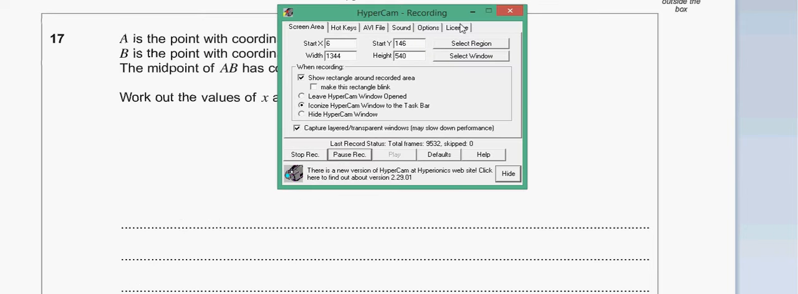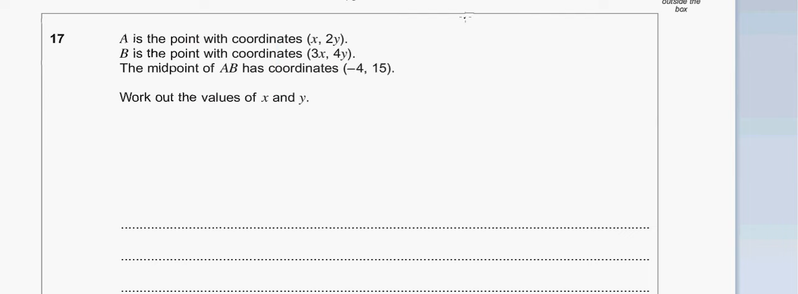Okay, so question 17. A is the point with coordinates x and 2y. B is the point with coordinates 3x and 4y. The midpoint of AB has coordinates -4 and 15. Work out the values of x and y.